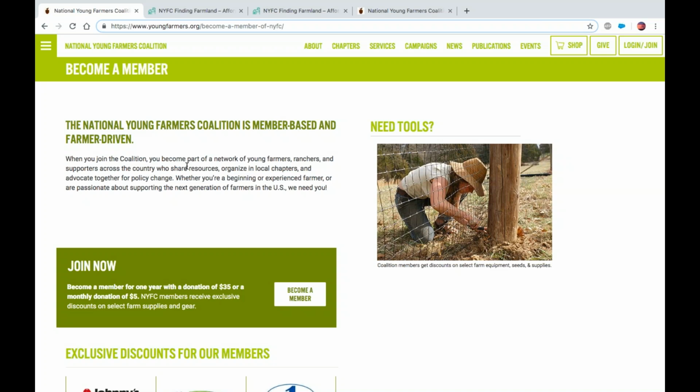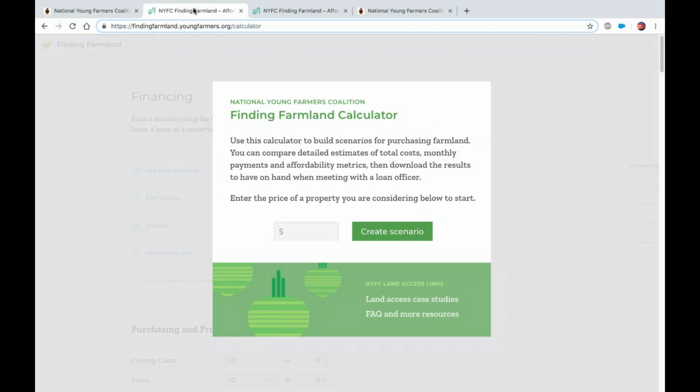So the first tool that I want to show everybody and walk everybody through is this Finding Farmland calculator. And we developed this tool. It's a mortgage calculator, but sort of a unique mortgage calculator that helps farmers understand their specific financing options and also kind of get a look behind the scenes of what lenders are looking at when they're considering you as a loan candidate, so that you could make yourself a better loan candidate.